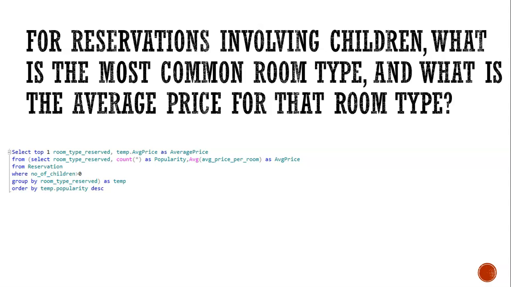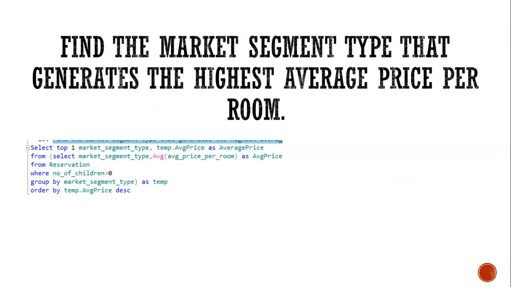But since over here we also had to find the average price for that room, I also added this average price per room column in my sub table, and then used it finally in my main table, and this was the result.